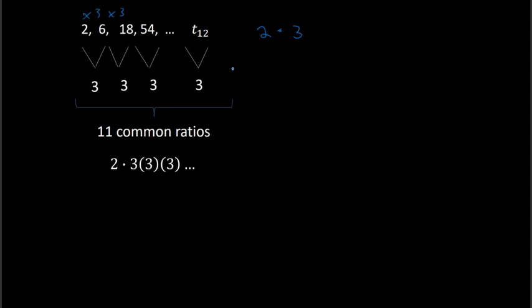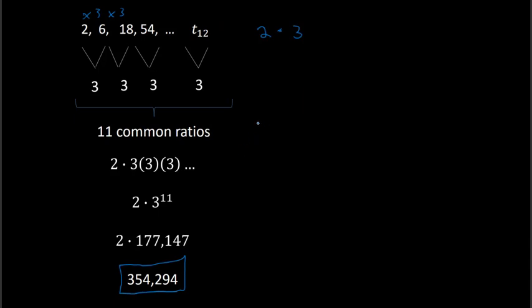So we have 2 times 3 times 3, 11 times. And the way we write that with math notation is we can write that as 3 to the 11th power. So if we do 3 to the 11th power, we get 177,147. Then multiply by 2. My 12th term would be 354,294. So that is the answer to this question. What is the 12th term?